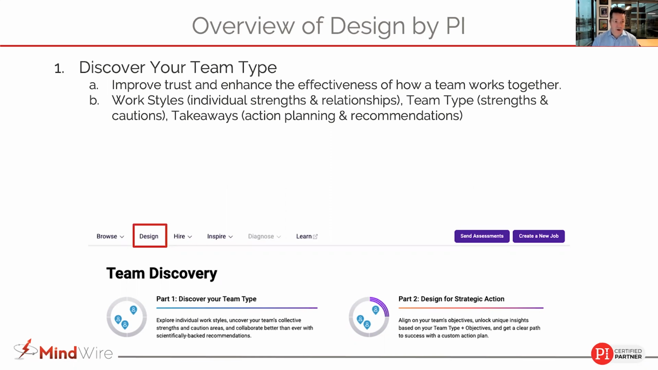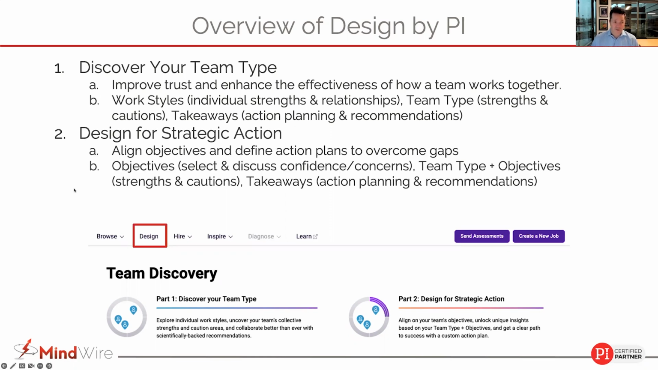The second part, which is called design for strategic action, you actually look at the goals of the team, and then you take a look at objectives, in other words, things the team needs to be good at to achieve those goals. And you select 3 to 5 objectives. And then the software does a little bit of cool magic: all right, you have decided that this is your strategy type, or the things you need to be good at to execute your goals.